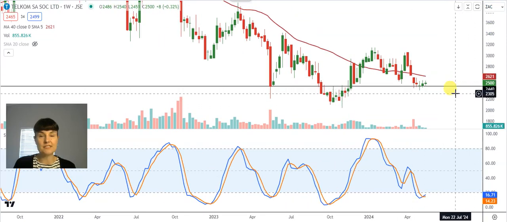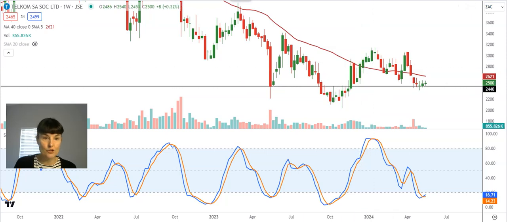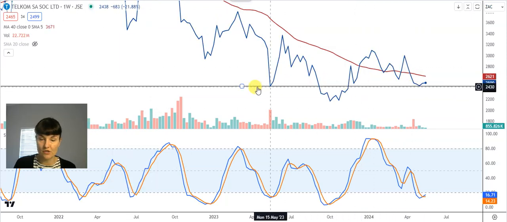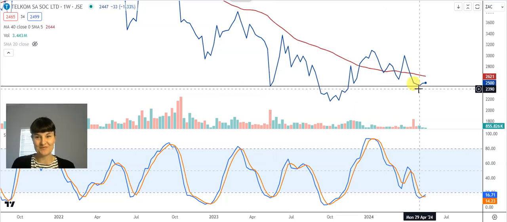Critical level is that 26.21 represented by my 40-week moving average. And I want to go back because I've used the line graph to identify this horizontal line because it goes back to the week of the 15th of May, 2023. And we are in the week of the 15th of May 2024, right? Very interesting. Again, science.